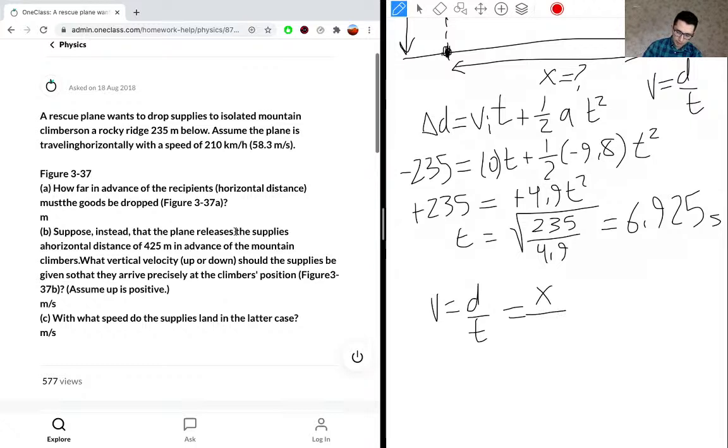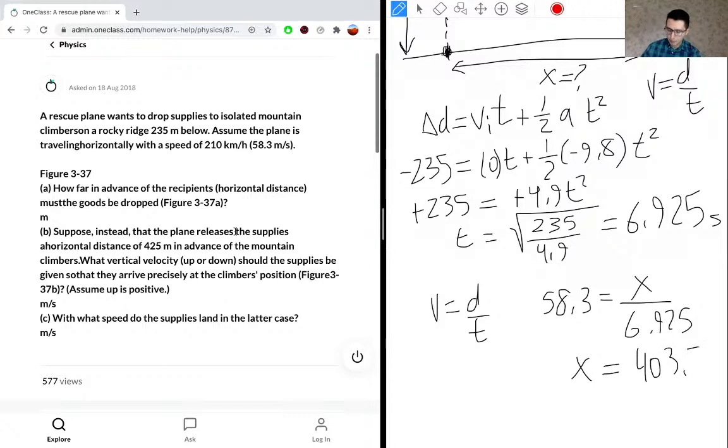Here, let me write that again. So we know V is 58.3. It was given in our question. D is X, and T is 6.925. Solving for X, we have 58.3 times 6.925. That'll give us 403.7 meters. So that's answering part A. So this is part A.